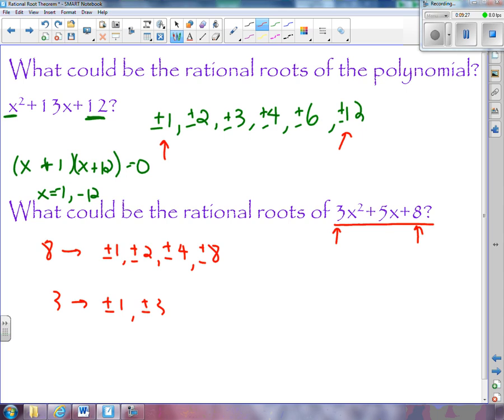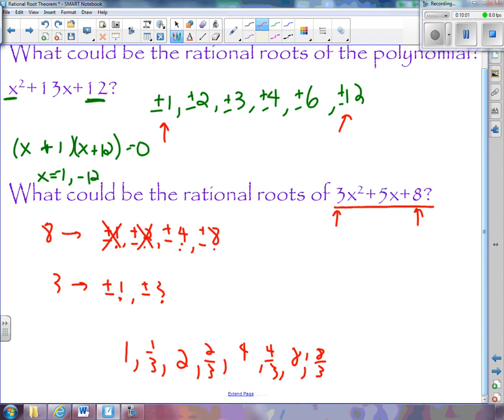So 1 divided by 1 is 1. 1 divided by 3 is 1/3. Now we're done with the 1. Let's move on to 2. 2 divided by 1 is 2. 2 divided by 3 is 2/3. We're done with that guy. 4 divided by 1 is 4. 4 divided by 3 is 4/3. 8 divided by 1 is 8. 8 divided by 3 is 8/3. Now let's not forget all of our pluses or minuses.